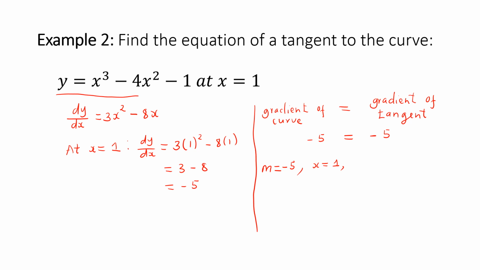To do that, we shall substitute the value of x into this equation. We shall substitute x = 1. So if y is given by x cubed minus 4x squared minus 1, to obtain the y coordinate when x = 1, substitute x with 1. So this is 1 cubed minus 4 into 1 squared minus 1. So this is 1 minus 4 minus 1, which will give us -4. Therefore, the tangent passes through the point (1, -4).